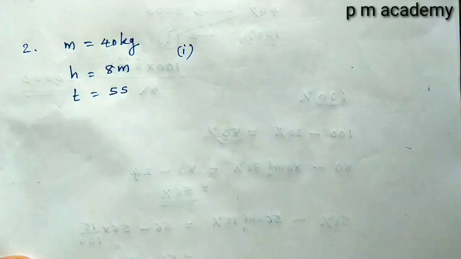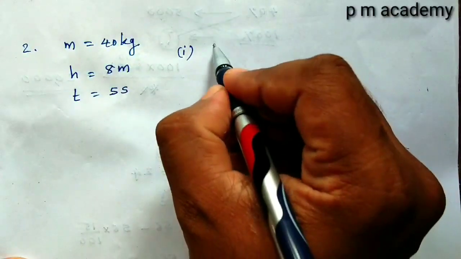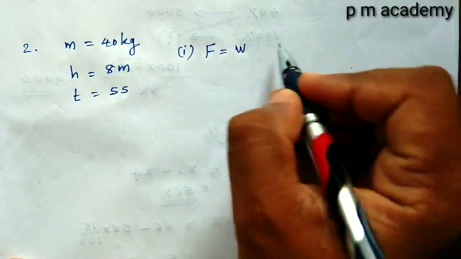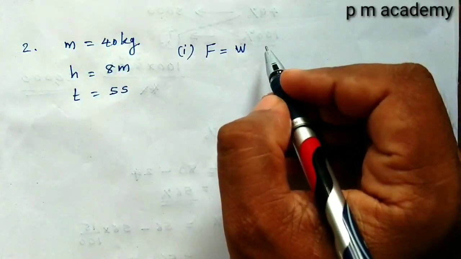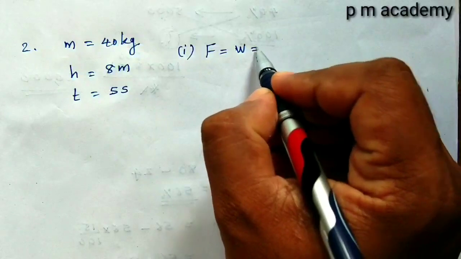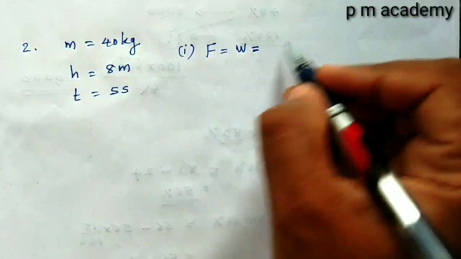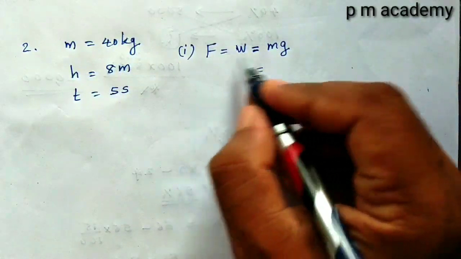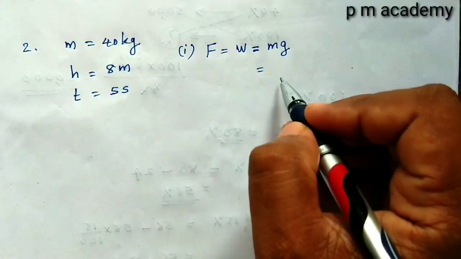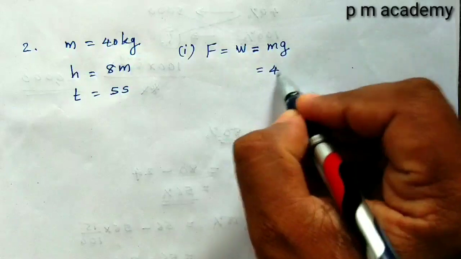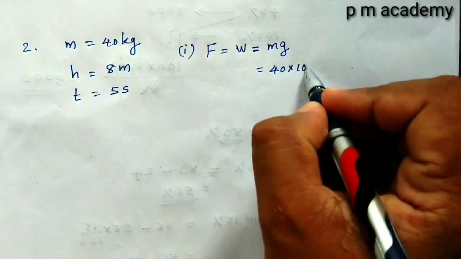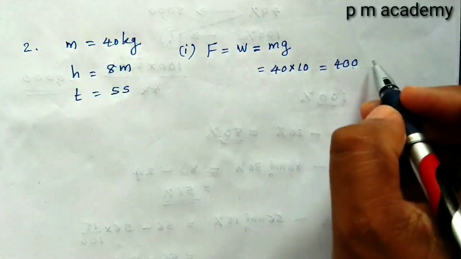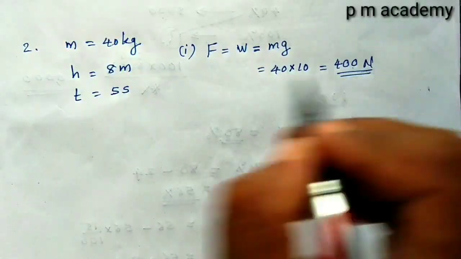The force of gravity acting on the body. Force of gravity, nothing but that is a weight. Force of gravity on an object is known as weight. അല്ലേ, ഒരു ഒബ്ജക്റ്റിൽ ആക്ട് ചെയ്യുന്ന ഗ്രാവിറ്റേഷൻ ഫോഴ്സിനെയാണ് വെയിറ്റ് എന്ന് പറയുക. ഫോർമുല m ഇൻറ്റു ജി. വെയിറ്റ് W is equal to m into g, or force of gravity is equal to m into g. That is 40 into g is given as 10. Therefore it is 400 Newton. It is the force of gravity.